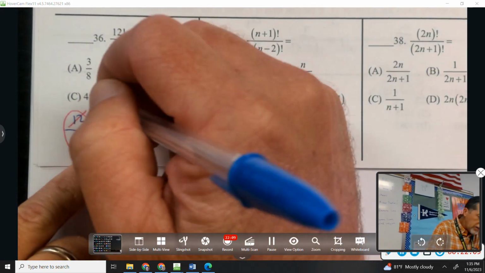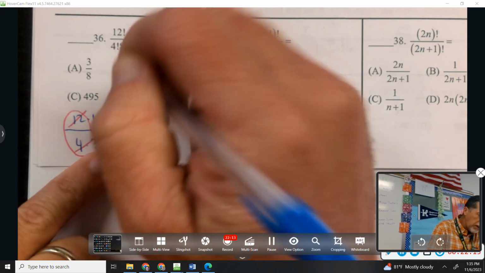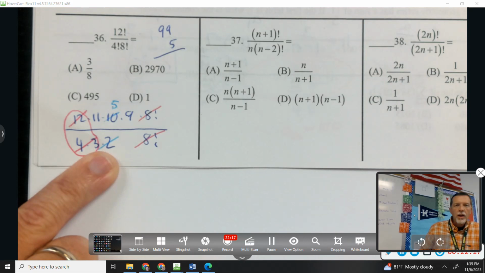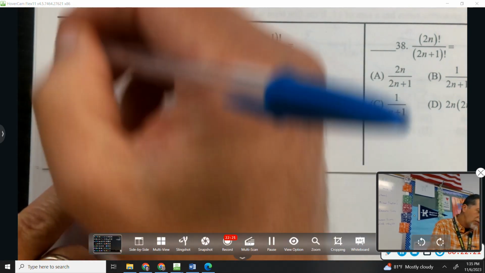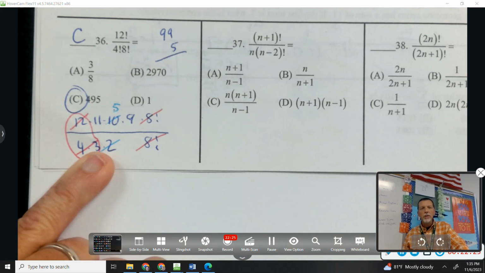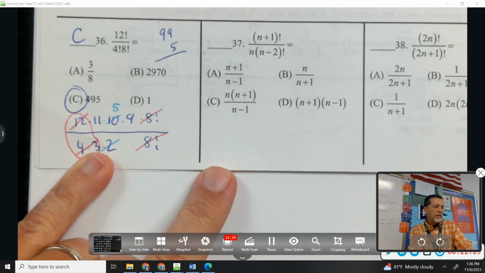Let's see, 11 times 5 times 9. I'm going to pair those up differently. I'm going to say 11 times 9 is 99. And 99 times 5, given my options, is 495. Yeah, 5 short of 500.